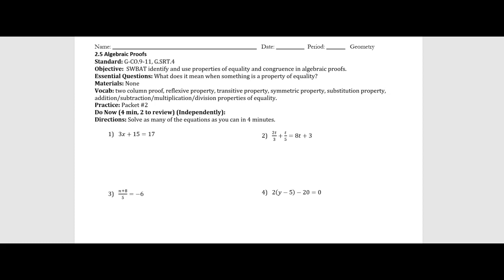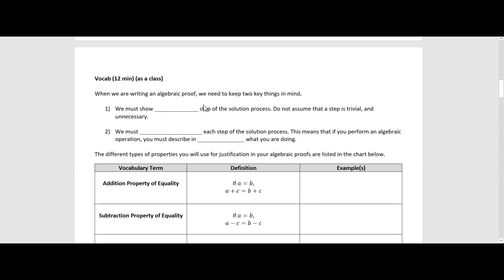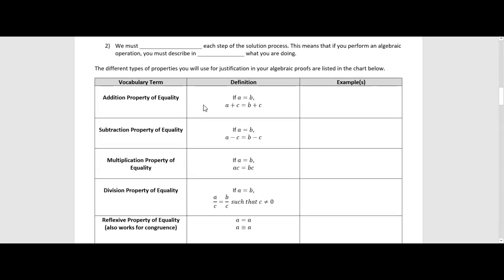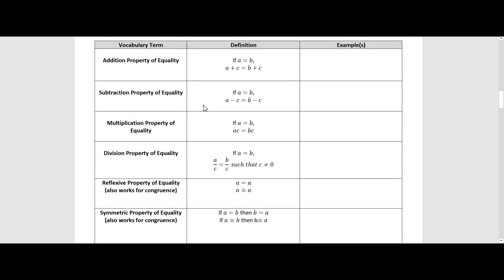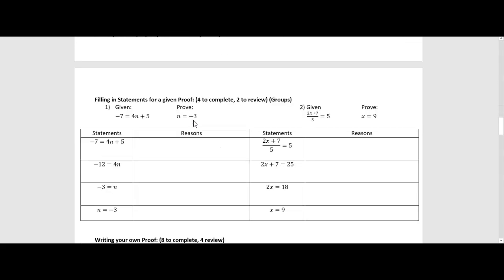In the previous video, we went through some of the different properties that you're going to use for the justification column for your proof. So we scroll down, you should have all these properties filled in. It may be a good time for you to review these before we start working on some practice problems because you're going to be using them heavily throughout the rest of this lesson. That being said, let's get started.